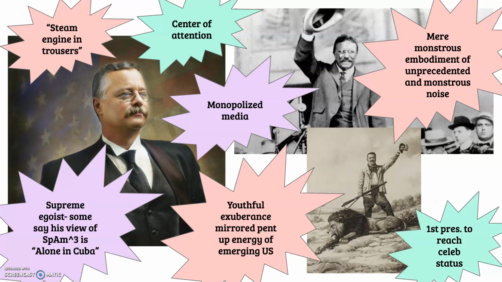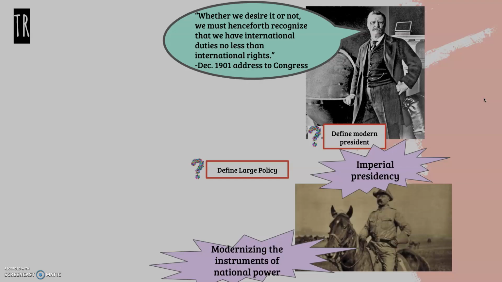He will be the first president to reach celebrity status. What that means is he's not just known for being president and his presidential decision making, but people know who he is. People want to know more about him and his family, know about what he's doing. Even after he leaves the presidency, he goes on a year-long safari in Africa, and people want to know what's going on with that. So this is Teddy. Teddy's a very out there kind of guy, action-based, in your face.